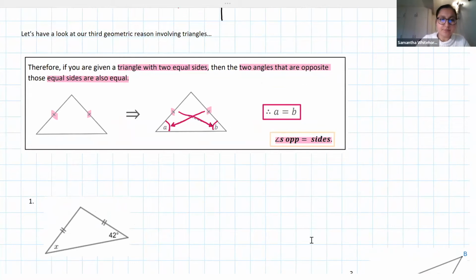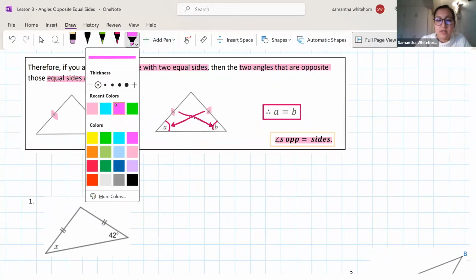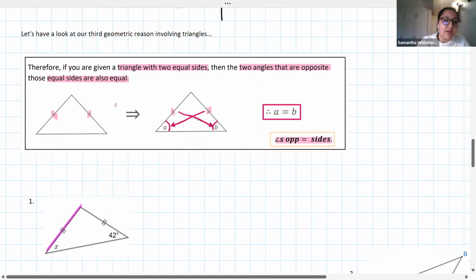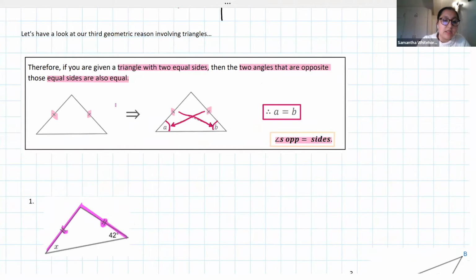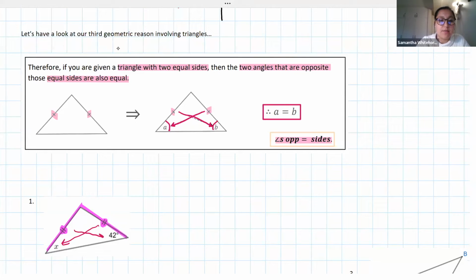Okay. So guys, as I've said to you before in geometry, you need to start training your eye to look out for certain things. The first thing that I'm noticing here is the fact that I've been given 2 equal sides. I've been told that those 2 sides are equal to each other. I know that because of those strikes on the sides. And that automatically tells me that the angles opposite them are equal to each other.